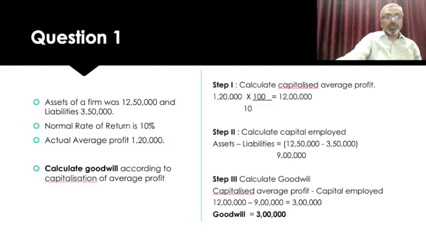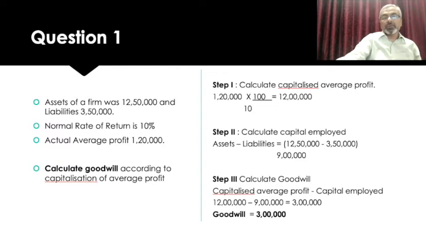So step 1, we'll calculate the capitalized value of average profit. See very carefully, 1,20,000 into 100 divided by 10, that is the reciprocal of the normal rate of return, that is 10%. So we require 12 lakh rupees to earn a profit of 1,20,000 at 10% return. This is the first step. What is the first step? Calculation of capitalized value of average profit.